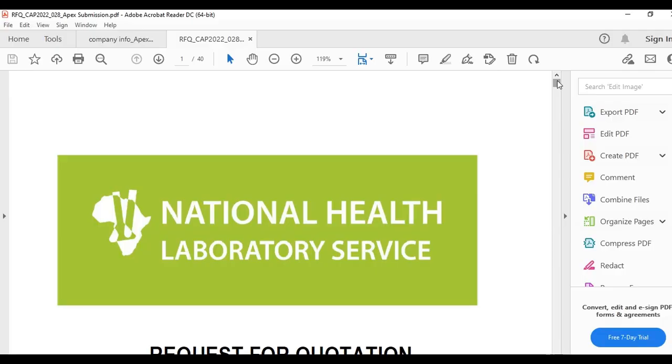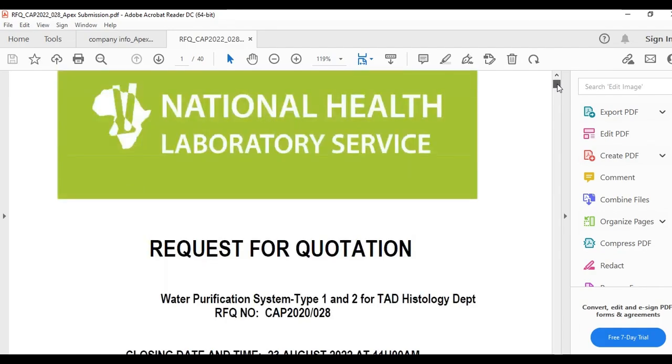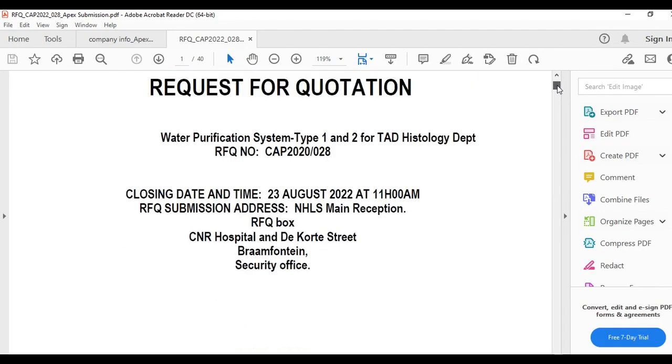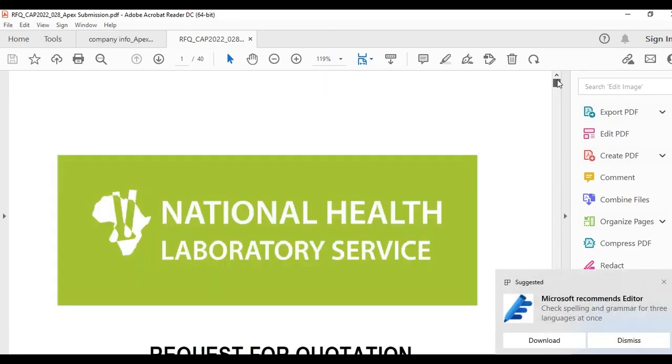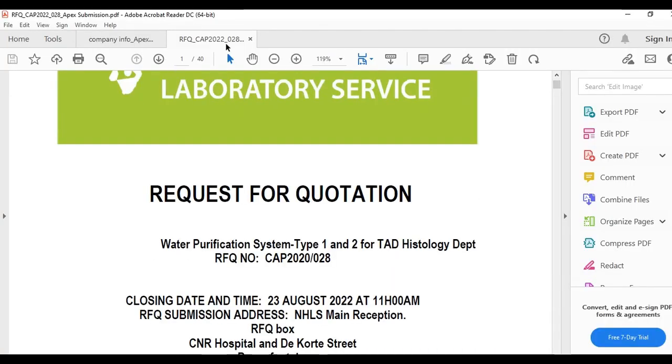So an RFQ document is what you'll need to start off with. This can be obtained from the NHLS website or from direct inquiries that come to us on email from either the end user or other customers that are also applying for the same tender. So this is what an RFQ document looks like. It would be blank, the copy that you have, and we'll need to fill that out. It's usually quite a big document that's around 35 to 45 pages long, and the title will have RFQ and a number next to it.